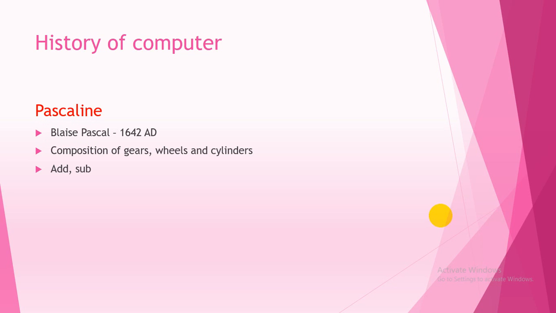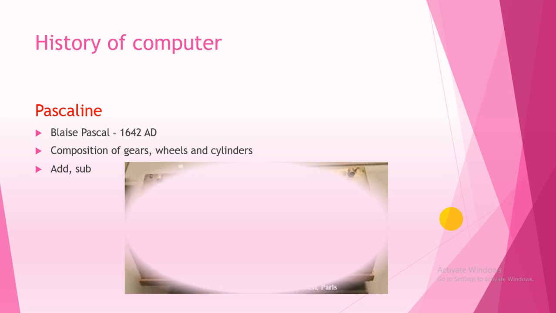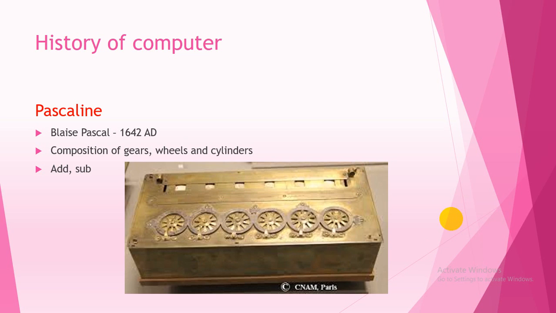And next comes Pascaline. In 1642 AD, a young boy of 18 years, a French mathematician named Blaise Pascal, invented a mechanical device based on the composition of gears, wheels, and cylinders called Pascaline. It could perform only addition and subtraction.